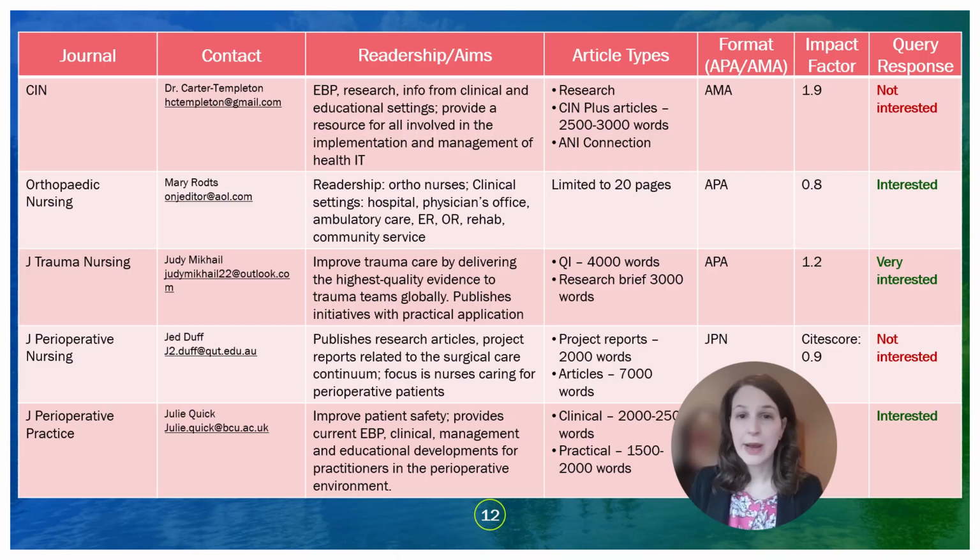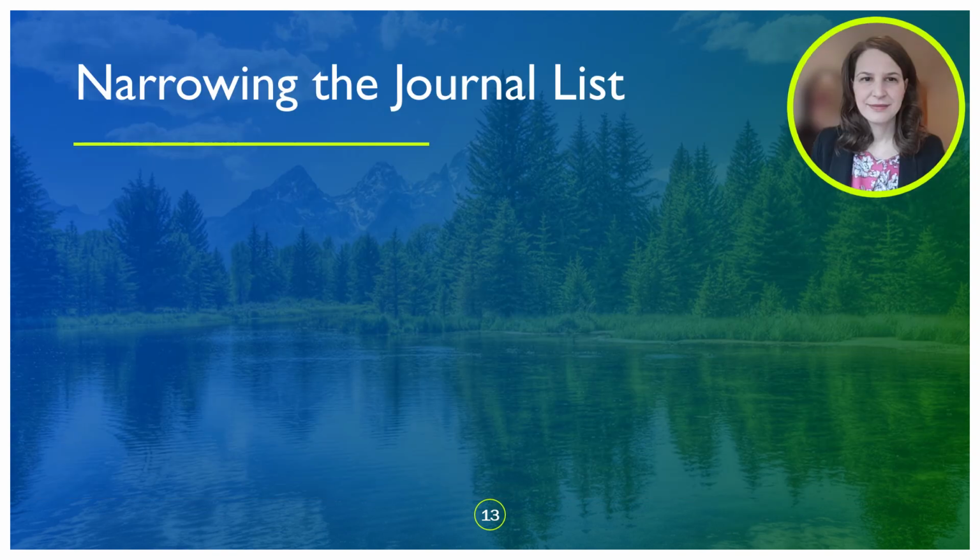Let's go back to our example journal matrix. After sending out query emails, we completed the far right column of the matrix, which shows that 2 journals were not interested in the manuscript, 2 were interested, and 1 was very interested. It's great when you have multiple journals interested in your manuscript, but now how do you rank the journals and decide which one to submit to first?